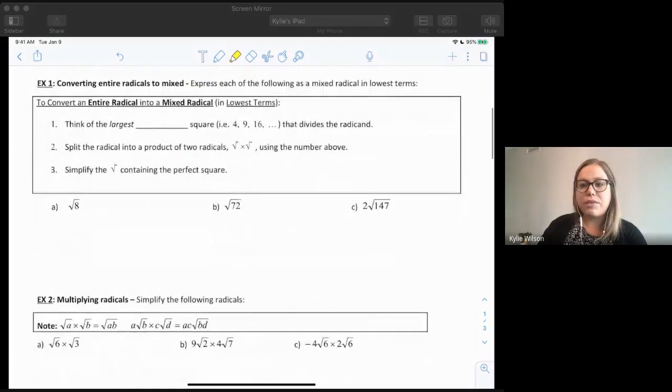So when we convert entire radicals into mixed radicals, what we're trying to do is basically put it into lowest terms. So the first thing you want to do is you want to think of the largest perfect square that divides into the radical. Sorry, that should say radical. There's a little bit of a typo there.